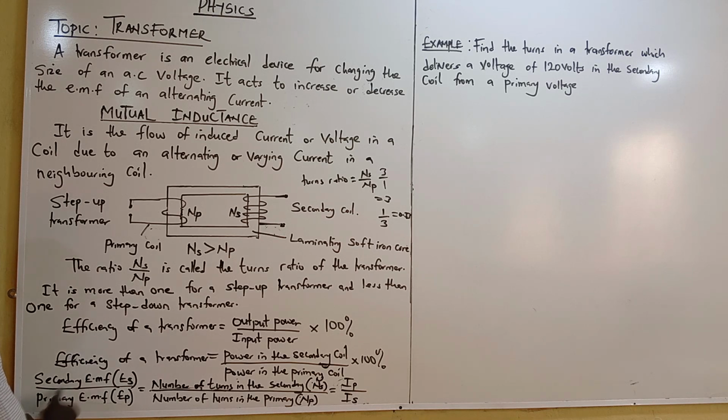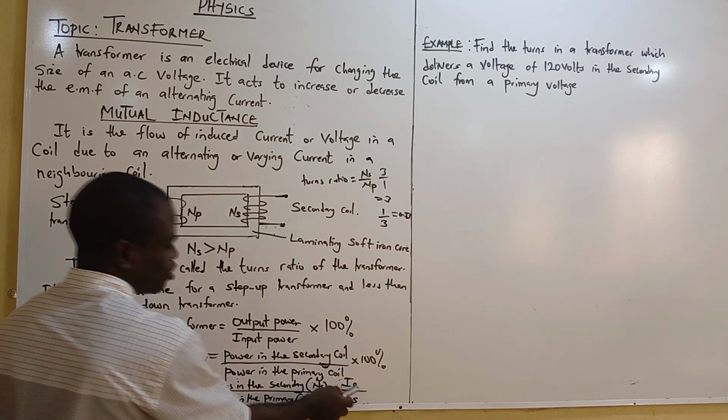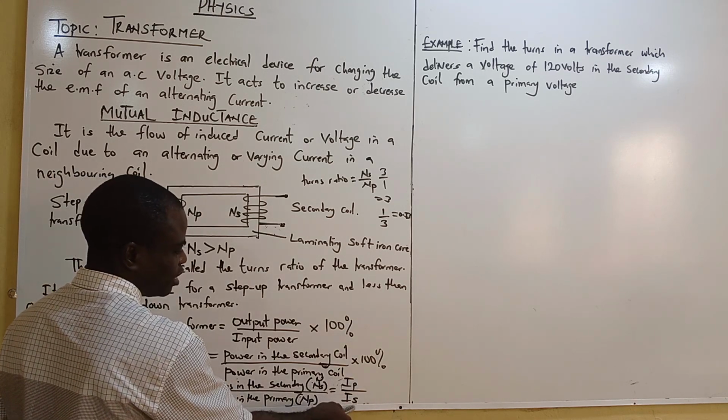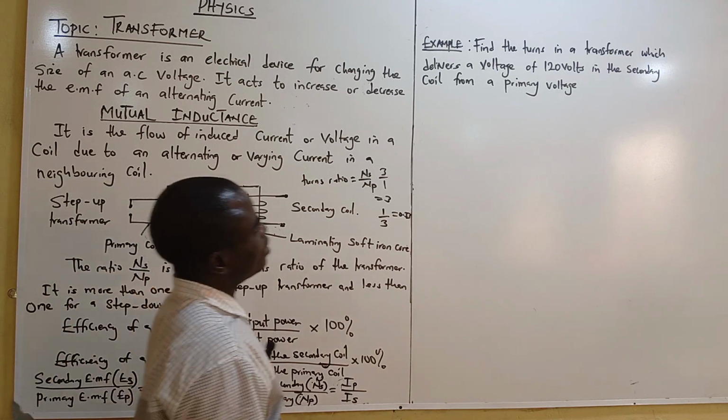Is that okay? Now, secondary EMF ES over primary EMF EP equals number of turns in the secondary over number of turns in the primary, equals the current in the primary over current in the secondary. See that it's reversed when it gets to current. Please take note. Now let's see an example.